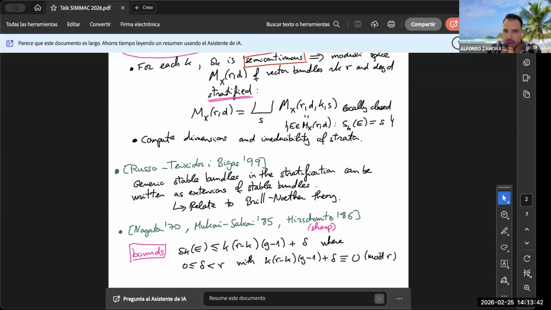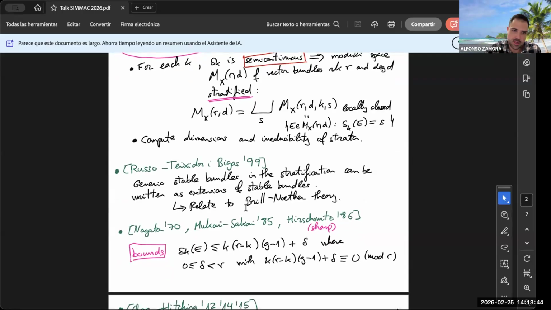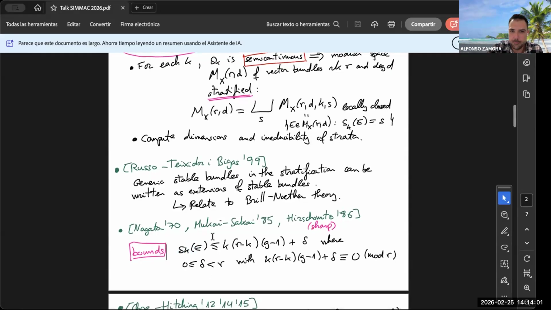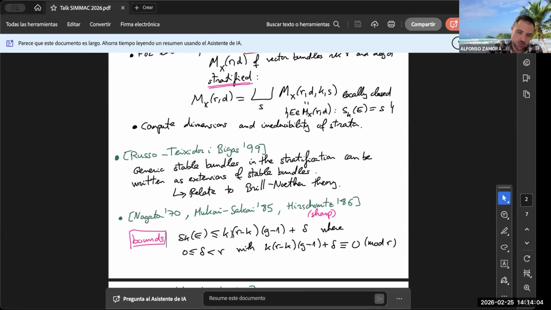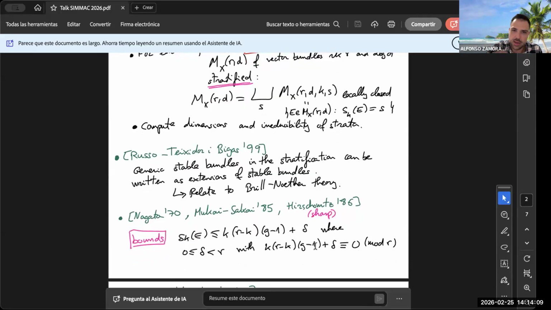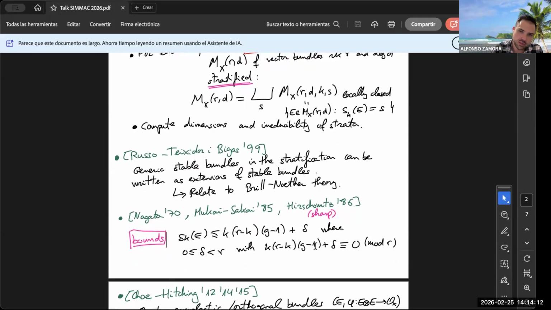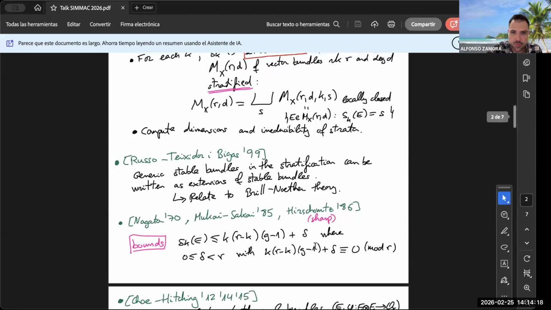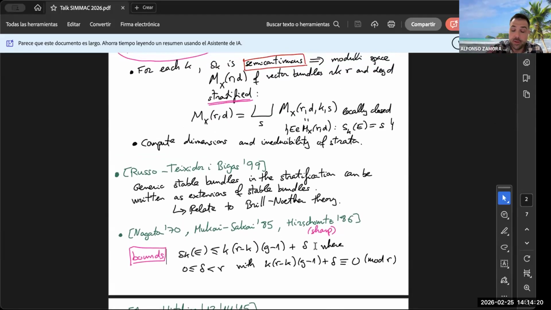Another item is the bounds of these Segre invariants. The first bound comes from the former paper by Nagata, and then Mukai-Sakai in 1985, and then Hirschowitz in 1986, which proves the sharpness of this bound. They show that this Segre invariant is bounded by this quantity, which depends on the invariants of the problem and depends on this mod r number. So there are different bounds depending on the arithmetic of the invariants involved in the process. So this is more or less the story for vector bundles.